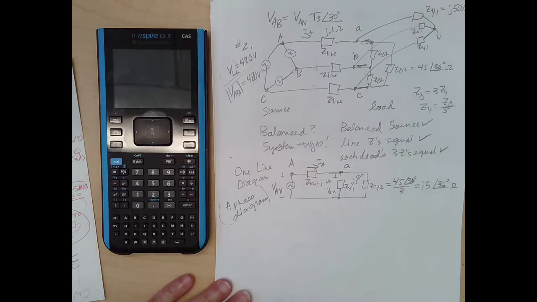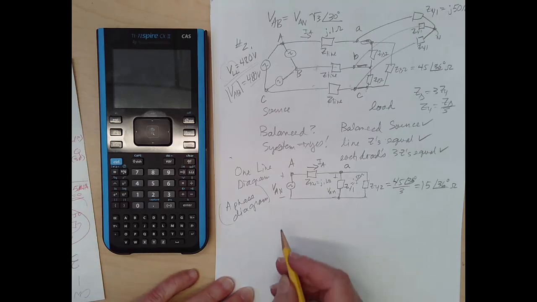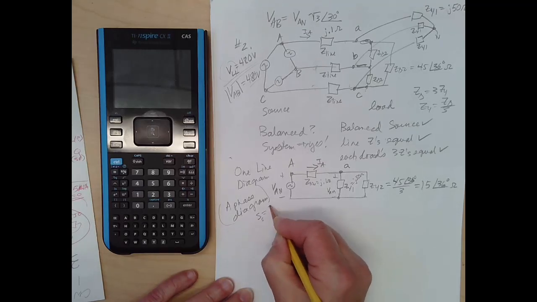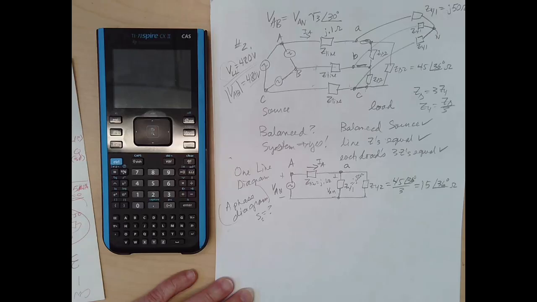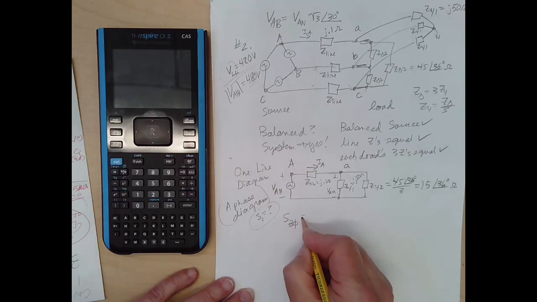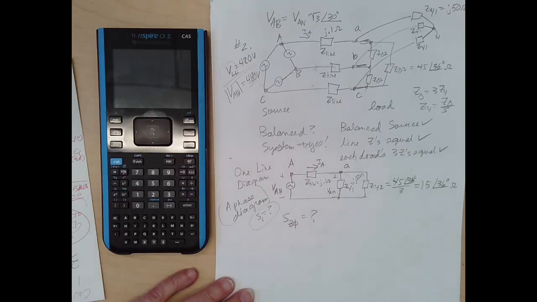Okay, so let's say we want to calculate, what do we want to calculate here? Let's just say we want to know what is the S of the source. When we're asked for things like this, usually we are asking for S three-phase of the source, and it's complex, right? So it's a complex number.